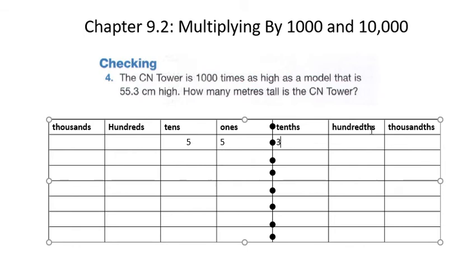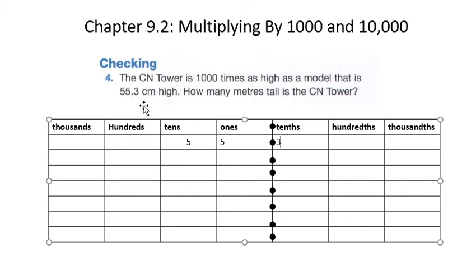So these are all things that we've already talked about, but I'm just reviewing so that we're all on the same page here. And if we want to go onto this side of the place value chart, we could put 10 hundredths into 1/10. So let's read the question here. The CN Tower is 1,000 times as high as a model that is 55.3 centimeters high. How many meters tall is the CN Tower? So this tells us that this 55.3 is 1/1000th of what it actually is. And what it actually is, is 1,000 times bigger than 55.3 centimeters.